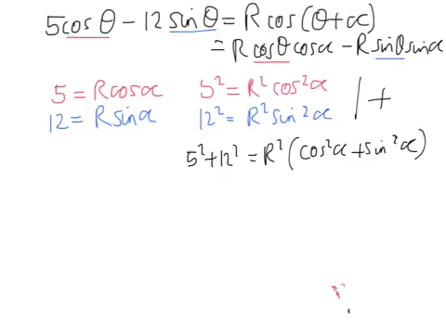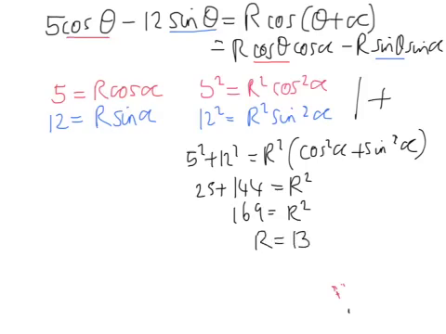I'm sure you've all recognised that cos squared alpha plus sine squared alpha is an identity that we already know, that's equal to 1. So we're just left with 25, 5 squared, plus 144, which is 12 squared, is equal to r squared times 1. So 169 is r squared, so r is 13, square root of 169. Okay, so we found out what r is.